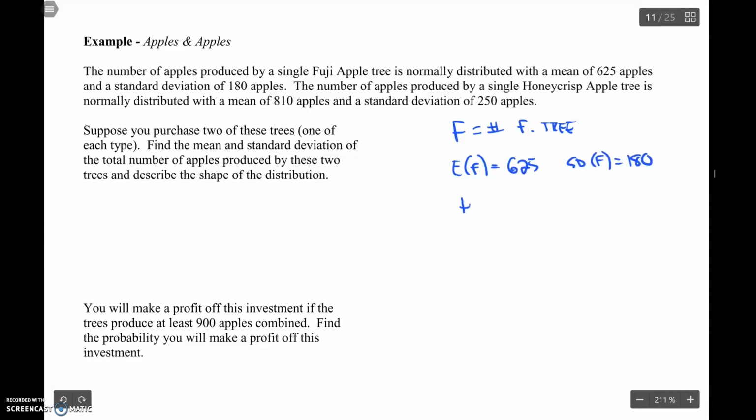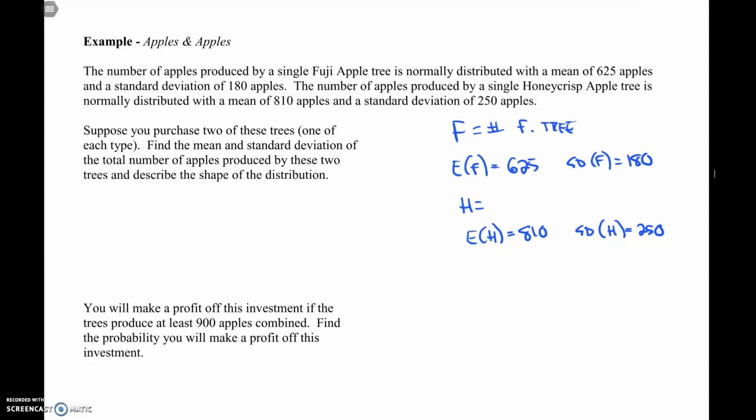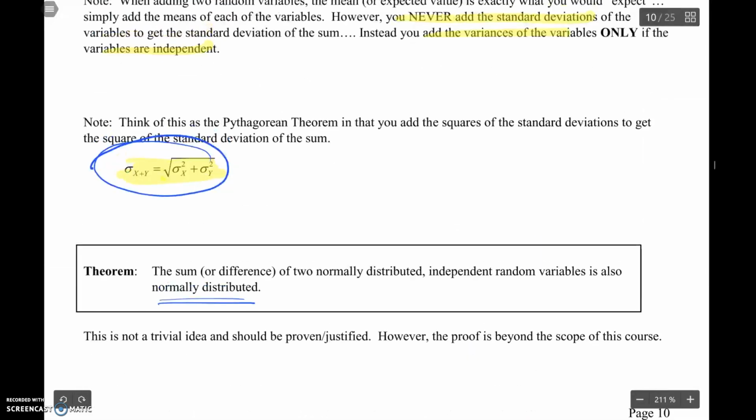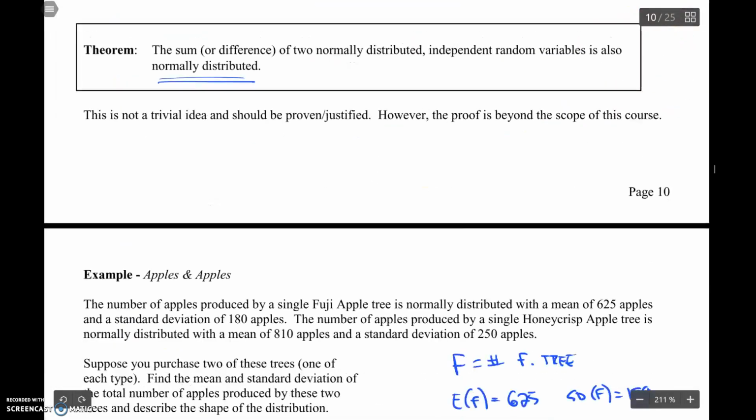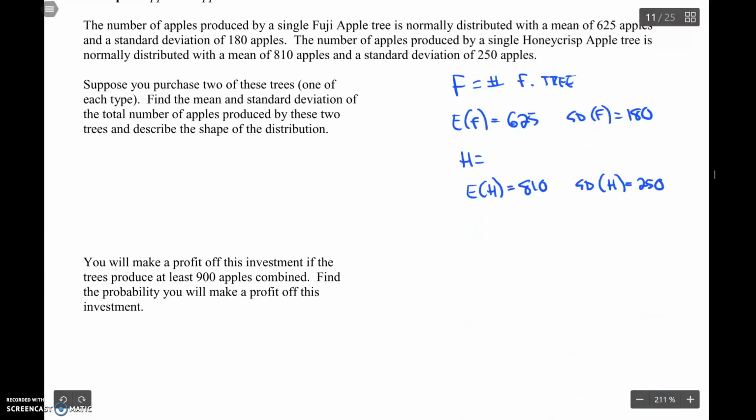Number of apples from a Honeycrisp tree are normally distributed with a mean of 810 and a standard deviation of 250. Suppose you purchase 2 of these trees, 1 of each type. Find the mean and standard deviation of the total number of apples produced by both these trees combined, and describe the shape.